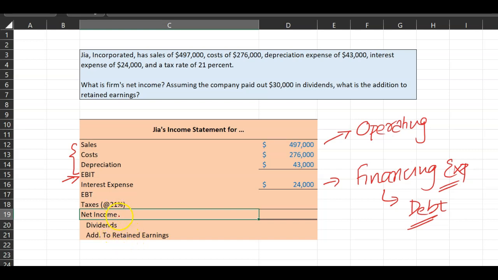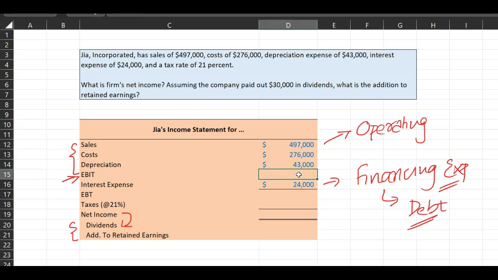So whatever is earned, some of it is given out in the form of dividends to the people who put in the equity, which are the shareholders, and some is retained back into the business. So the sum of dividends and addition to retained earnings has to equal net income. So this is a very basic structure of the income statement. So now it's just a matter of putting in the numbers.